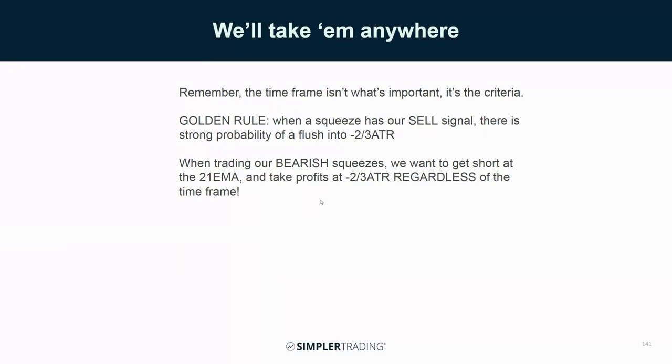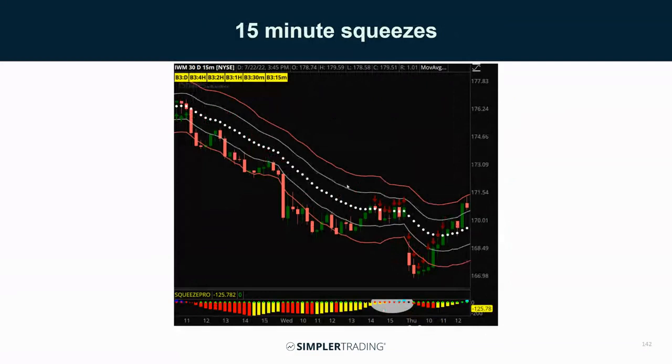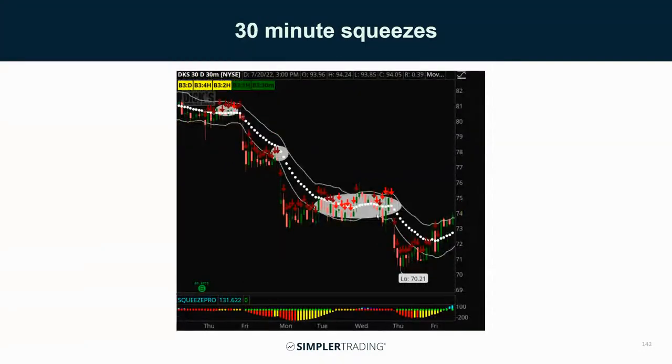In a bearish squeeze, we want to get short at the 21 EMA, and we're looking to take our profits on that flush into -2 to -3. So IWM, 15-minute squeeze, 15-minute sell signal. That makes for a great flush towards -2 on the 15-minute chart.